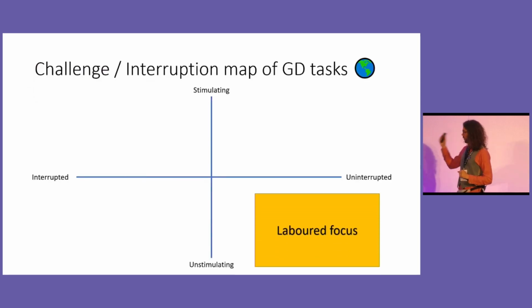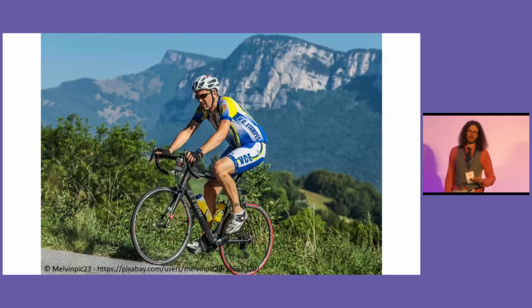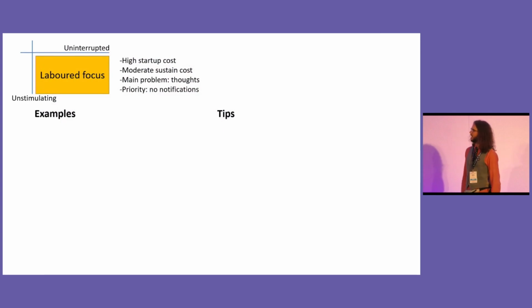So much for that. And we're moving on to labored focus. Staying on the uninterrupted side. This is kind of like biking uphill. Not fun at all. But when you get there, you look at the hill you just biked up, and then you get to bike down. It's fun. It's not fun, but it's rewarding. So high startup costs. You're not interested in doing this unstimulating work, but once you get going, the moderate sustained cost is not too bad.